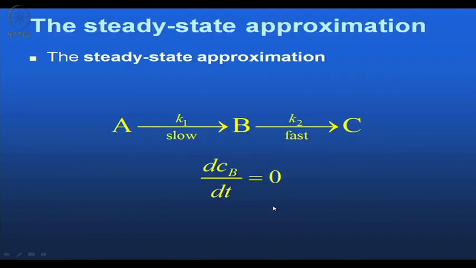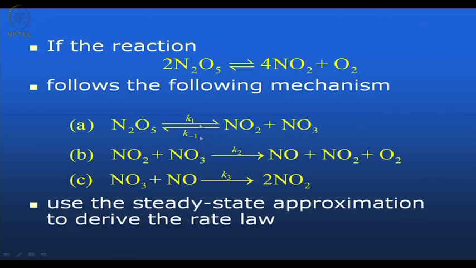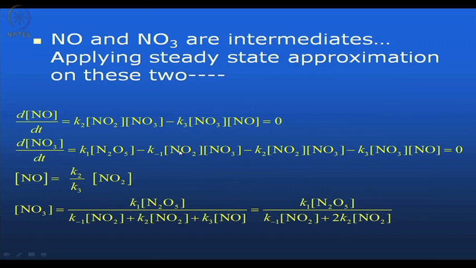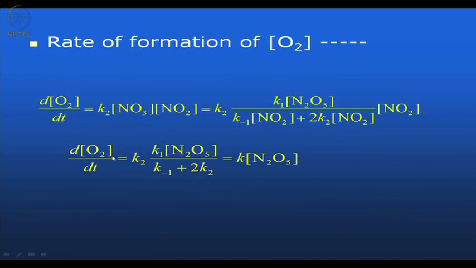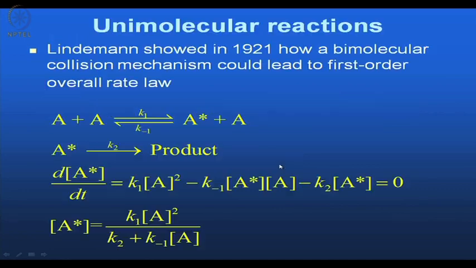Next, we have also employed the concept of steady state approximation, that if A to B to C is a sequential process, then B will have a steady concentration for a certain period of time, and if you employ this steady state approximation, then you can say that dC_B/dt is equal to 0, and therefore using that you can find out the overall rate of a chemical process in terms of the concentration of your reactant.